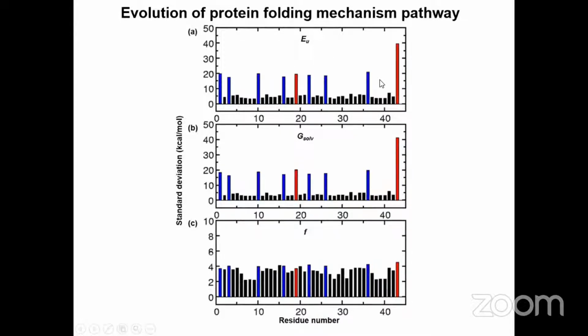the blue and red are the charged residues, the negatively and the positively charged residues. So obviously, it seems that the electrostatic interaction between the charged residues is coming into play in the course of the ensemble of structures generated by the simulations. But we see that both the internal energy as well as the solvation free energy are regulated more by the charged residues, if we see the standard deviation of these EU and GSOLV parameters.